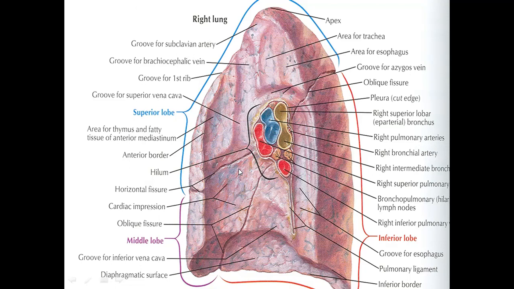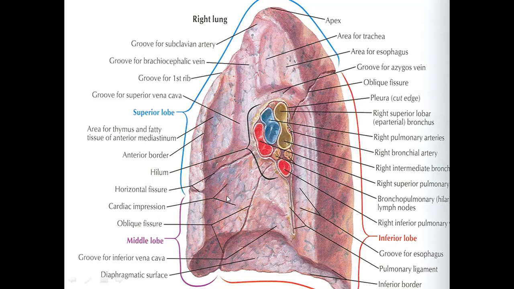This is the right lung. There are two fissures. One is called the horizontal or transverse, and another is called the oblique fissure. So the oblique fissure starts from here, right, like this, and it goes obliquely up to this posterior border. So this is the oblique fissure. Here it is the transverse or horizontal fissure.